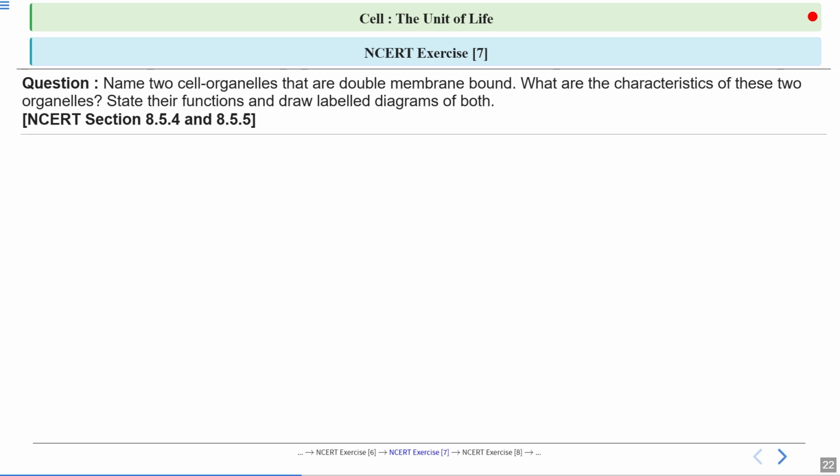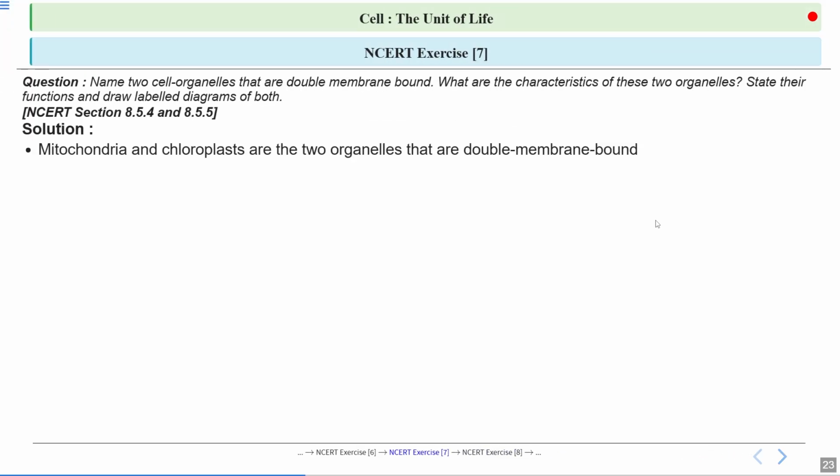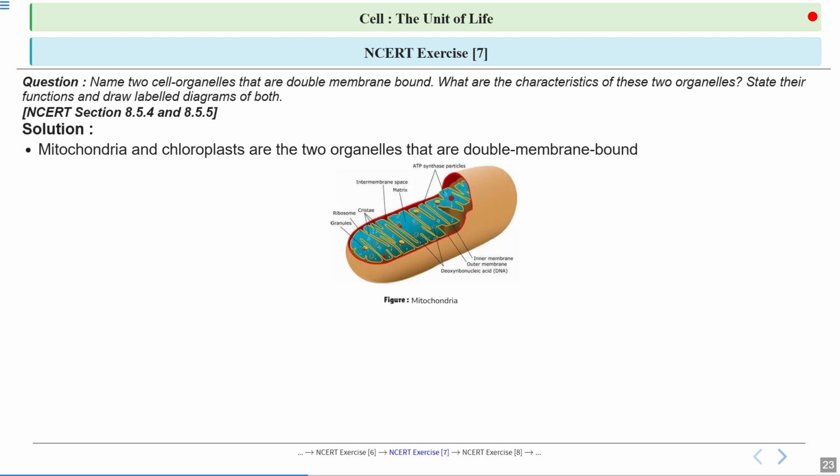Now, next question: you have to name two cell organelles that are double membrane bound. It's very simple. And what are the characteristics of these two organelles? You have to state the function and draw the diagram of these two organelles. So let's have a look at the answer. What are the two organelles? Mitochondria and chloroplast. Chloroplast is a plastid. These are two organelles with double membrane.